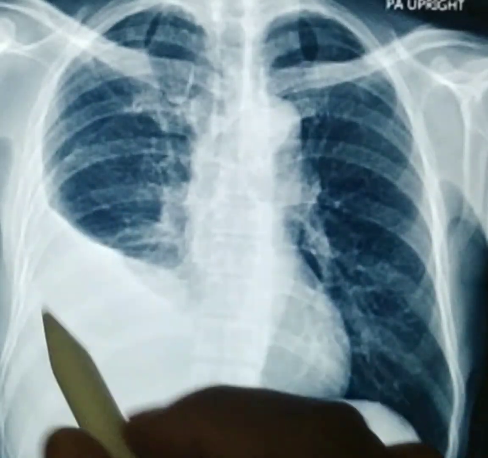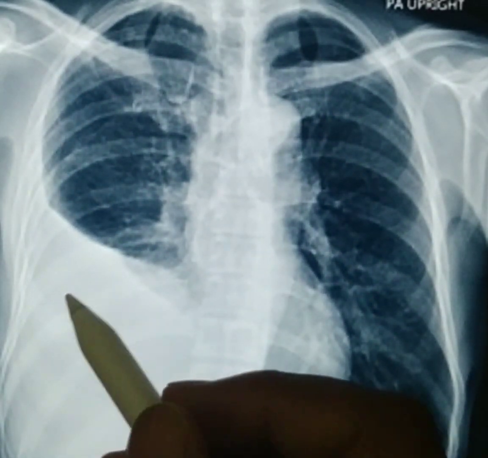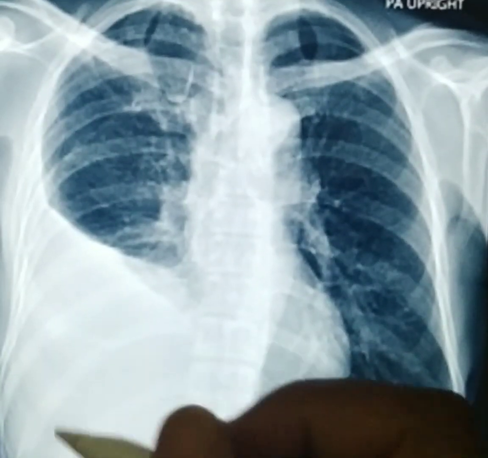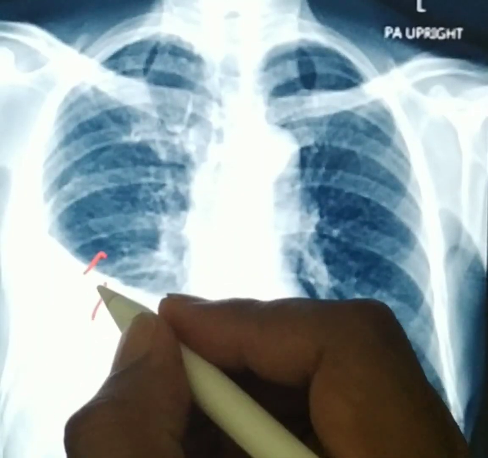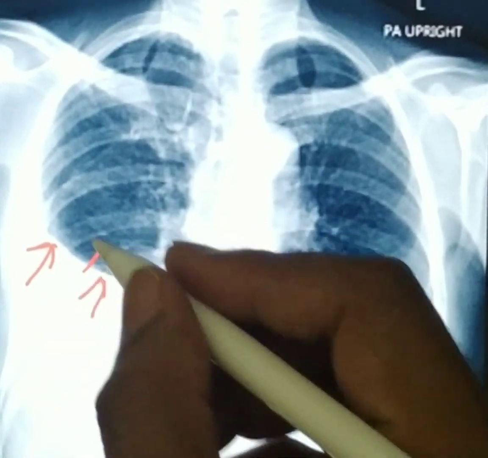In this X-ray, you can see the pleural effusion on the right side. The additional thing in this is that you can easily appreciate this white line. So this is the thickened pleura.